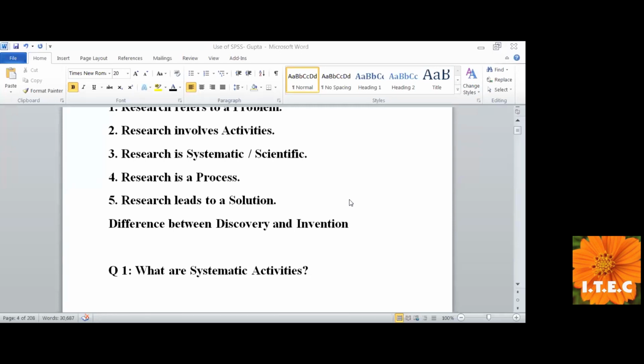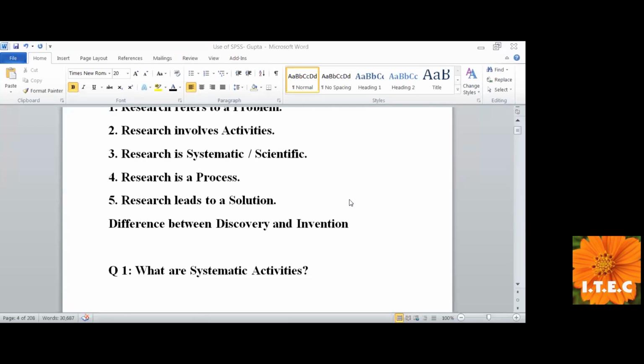Yes, Dr. Petro, you have given another difference, and participants, please listen. Discovery is unsystematic and invention is systematic. This is another difference. The third difference is that you cannot give training in discovery, but you can give training in invention. Why? Because invention is a part of the research, and you can give training in research.